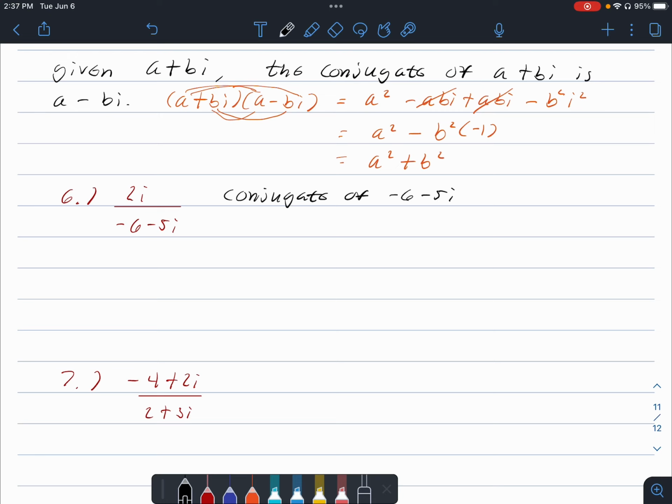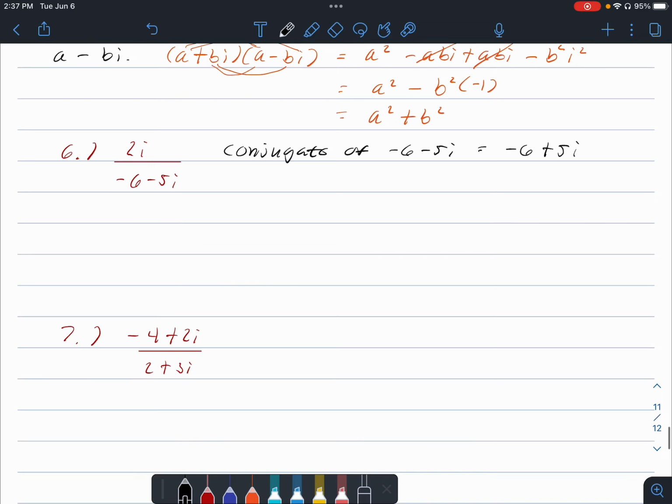Okay, remember, all we're doing is changing the sign here. So this is going to become negative 6 plus 5i. And so now what we can do is rewrite this as 2i over negative 6 minus 5i times negative 6 plus 5i divided by negative 6 plus 5i.